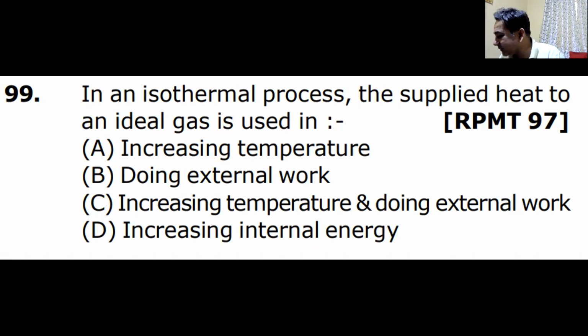In an isothermal process, the supplied heat to an ideal gas is used in... +5 or -5 or +4. Your score is -10 right now. It could have been +8. So you are losing 18 marks. You are losing 18 seats. 18 seats in Lok Sabha will make or break a party. You're losing your majority. In an isothermal process, the supplied heat to an ideal gas is used in, and the answer is?